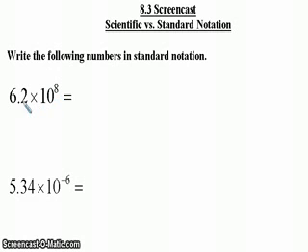Sometimes the exponent's positive, which correlates to having a very large number. Below here you'll see an exponent that is negative, and we'll talk about it. It correlates to having a very small number, a small decimal. So you're going to take the number 6.2 and multiply it by 10 eight times. That's what exponents mean, just repeated multiplication.